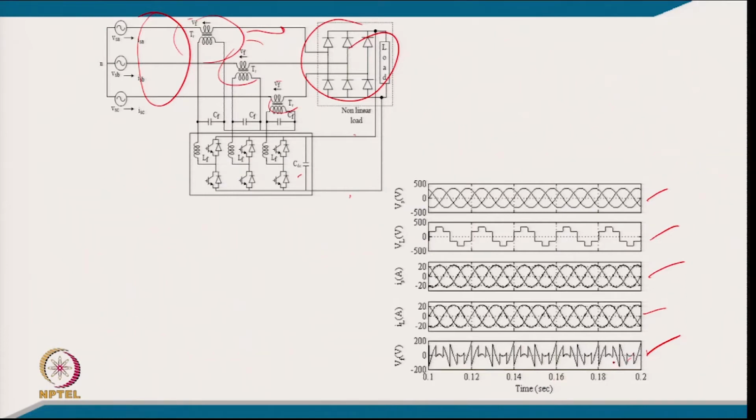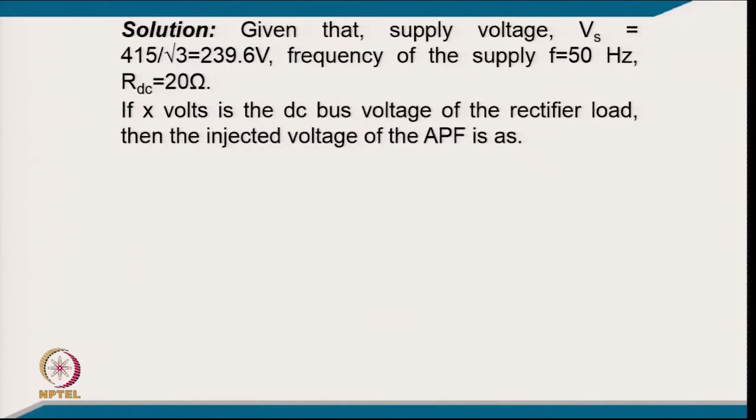The one important aspect asked in the problem is that the injected voltage should be minimum, in the sense that the DC link voltage should be enhanced in such a manner that the injected voltage is minimum. So, that is quite an interesting problem. Coming to the numerical part, the supply voltage Vs is the per phase voltage 415 by root 3, that is 239.6 volt, the frequency of supply is 50 hertz and the load resistance is 20 ohm.